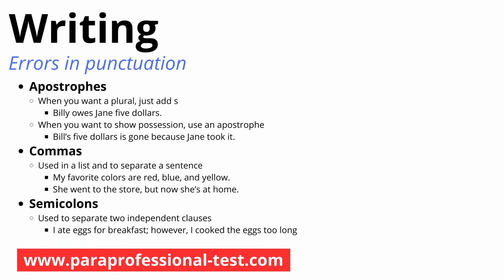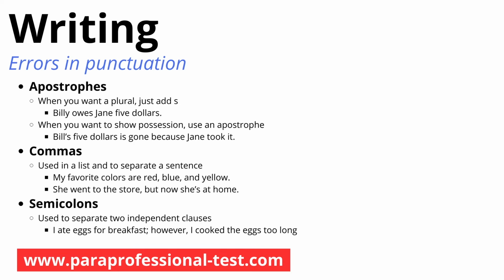Now let's move on to common errors of punctuation. Here we have apostrophes. When you want a plural, just add s. So here is an example: Billy owes Jane $5. Next, when you want to show possession, use an apostrophe. Bill's $5 is gone because Jane took it. Notice that it was Bill's $5.